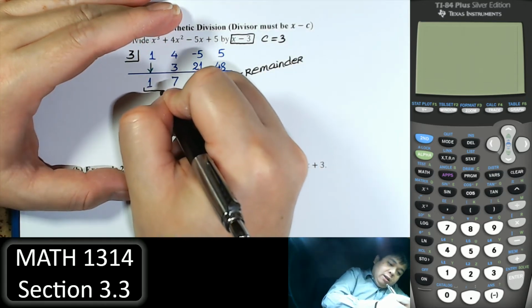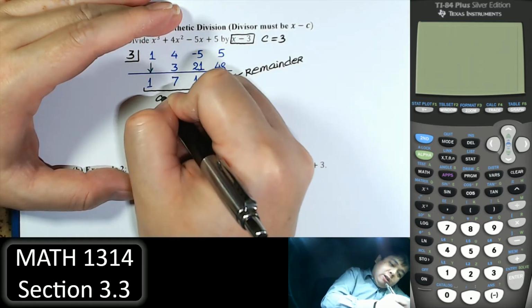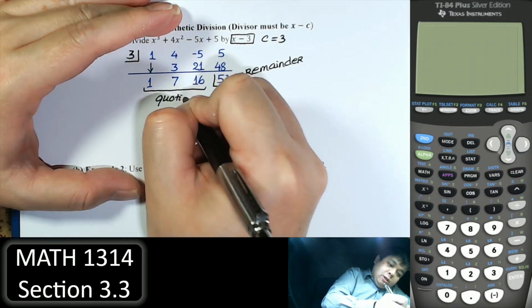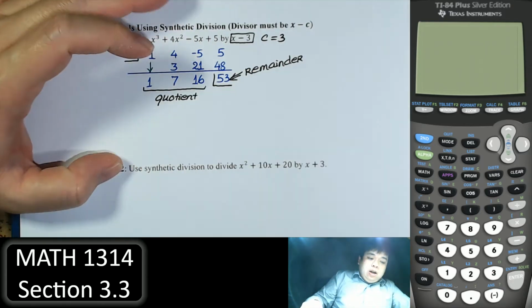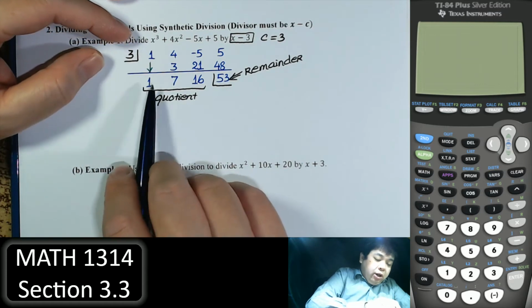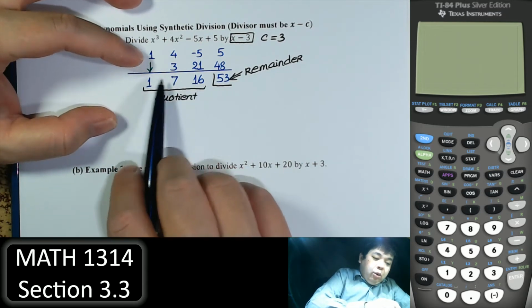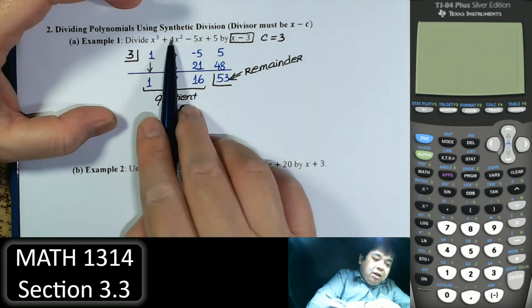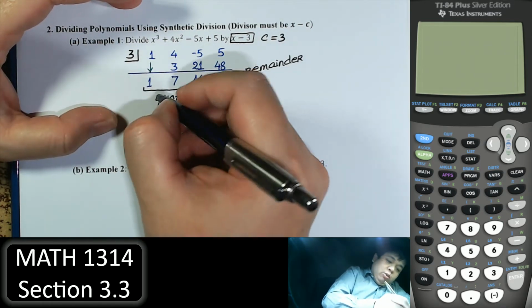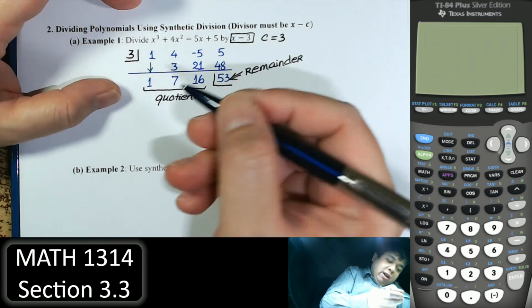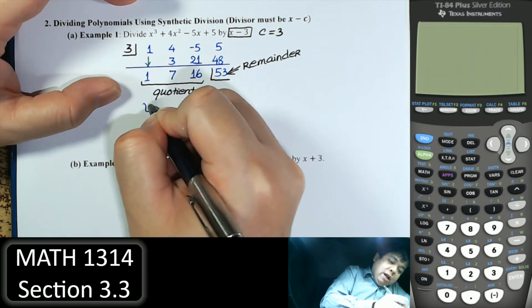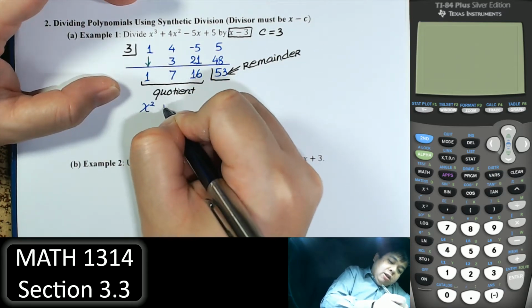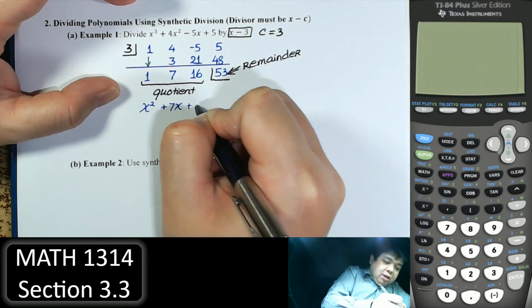And this is the quotient. But in terms of polynomial, the quotient is going to be, we have 3 terms, so x squared, x, and constant. Just like what we have here. So what we have here for the dividend, we have 1 will be x squared plus 7x plus 16.